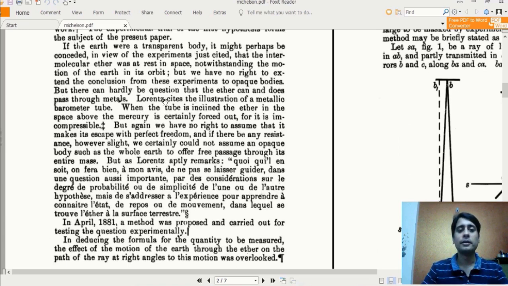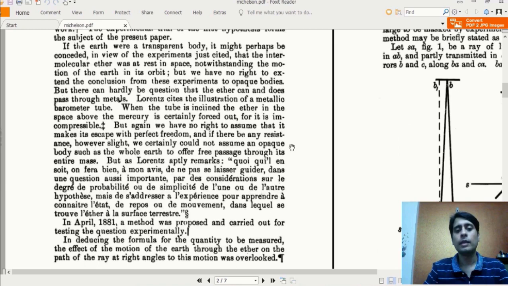Lorentz cited the illustration of a metallic barometer tube. When the tube is inclined, the ether in the space above the mercury is certainly forced out, for it is incompressible. But again we have no right to assume that it makes its escape with perfect freedom, and if there be any resistance, however slight, we certainly could not assume an opaque body such as the whole earth to offer free passage through its entire mass.